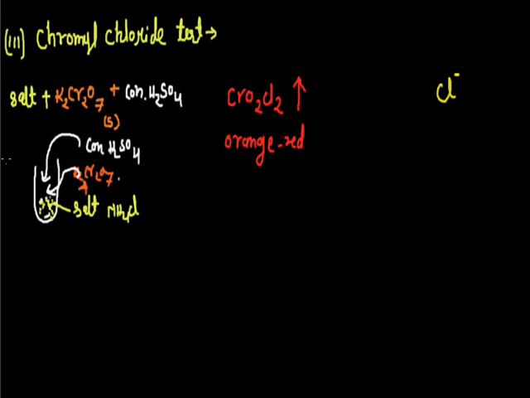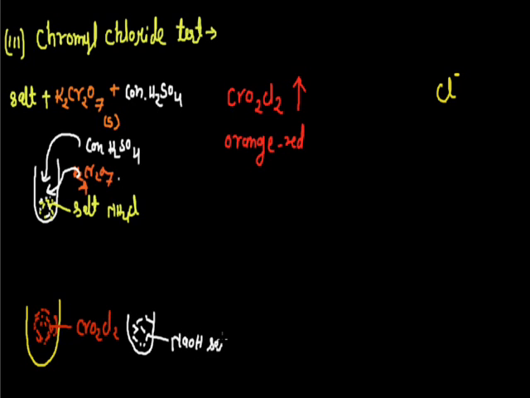Now this experiment continues. In the second step, the vapors of chromyl chloride, CrO2Cl2, from this test tube are passed through another test tube which contains sodium hydroxide solution. So these vapors of chromyl chloride pass into this NaOH solution.